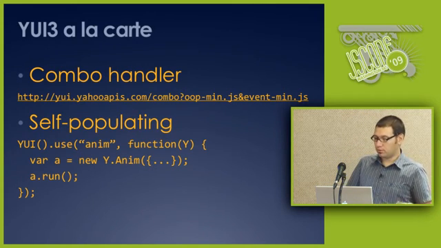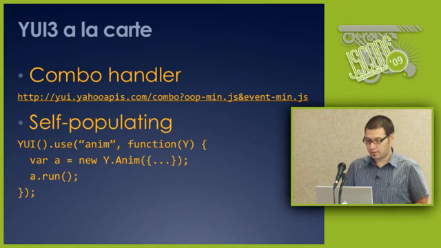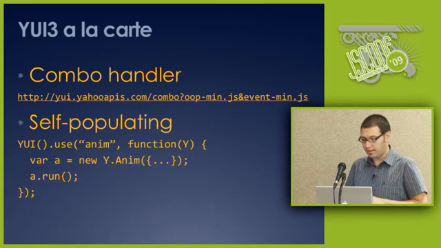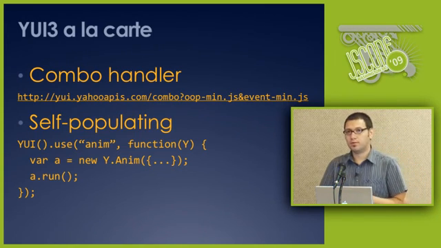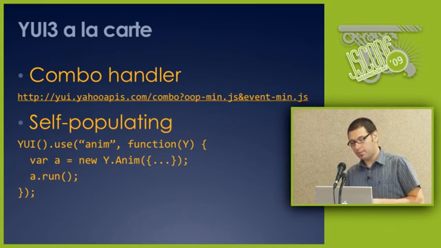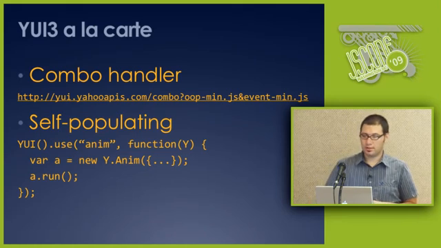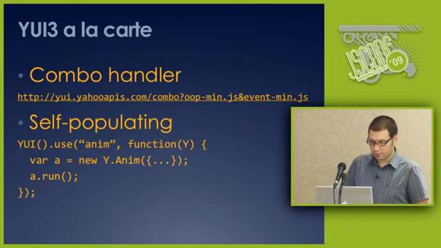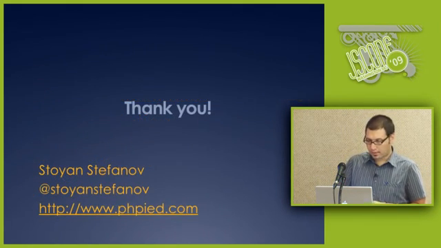And another way to load YUI 3 functionality is this self-populating approach. You just include the minimum, the YUI loader, and from there you can say, okay, I want the animation module, and it will actually go ahead and fetch it for you. So yeah, that's all I had to say.